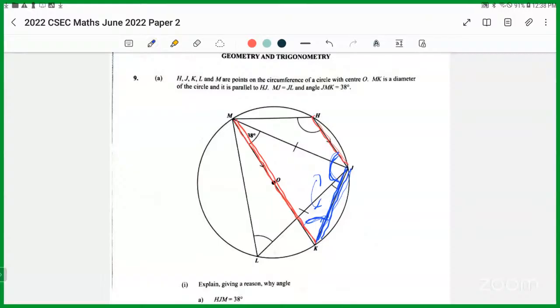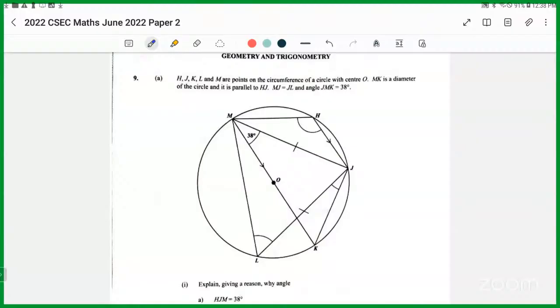So you're looking out for those things. They don't give you the parallel lines for nothing. They don't give you the two sides equal here for nothing, because they want to use isosceles triangle. So you're looking to use those things as you go through the question. Expect them to come into play at some point.